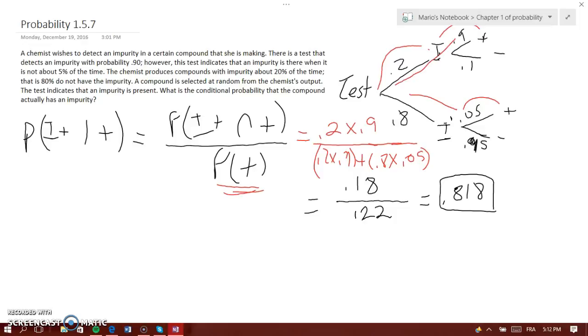So understand that sometimes when you have those types of problems, think of the tree diagram first before you do anything else, because that's the best approach to solve this type of problem.